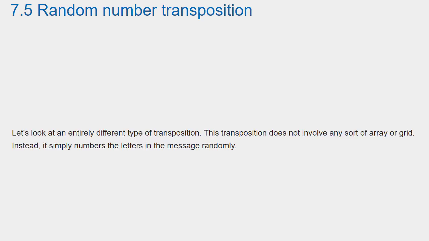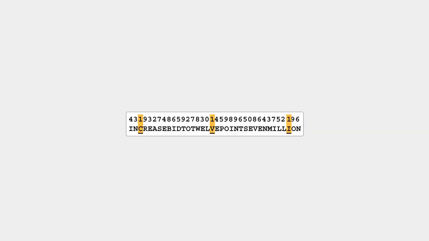Section 7.5. Random number transposition. Let's look at an entirely different type of transposition. This transposition does not involve any sort of array or grid. Instead, it simply numbers the letters in the message randomly. You can use any random number generator. There are several presented in Chapter 13.